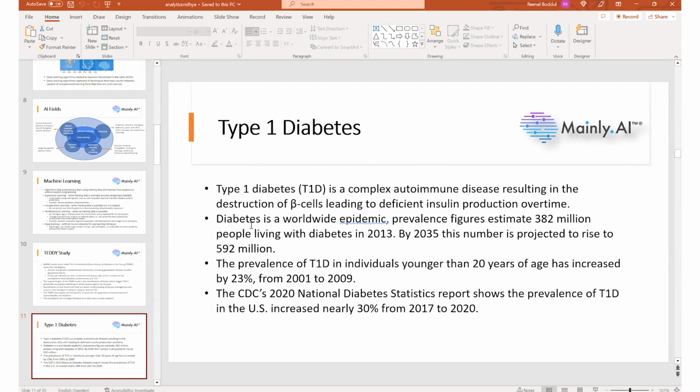And definitely diabetes is a worldwide epidemic. It's estimated that 382 million people will be living with diabetes in 2030, but by now the number is definitely going to be higher. The prevalence of type 1 diabetes in individuals at a younger age has increased by 23%. So the study says that people at a younger age are 20% more diabetic than older people. That's what the statistics report says.